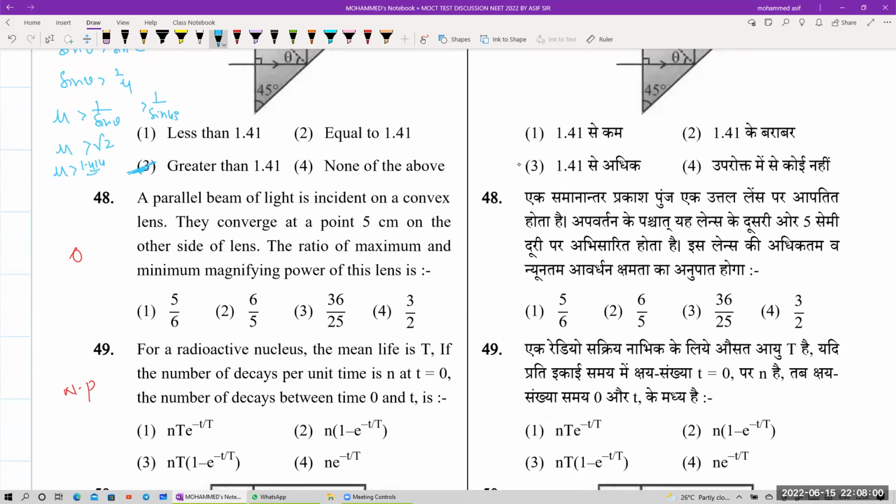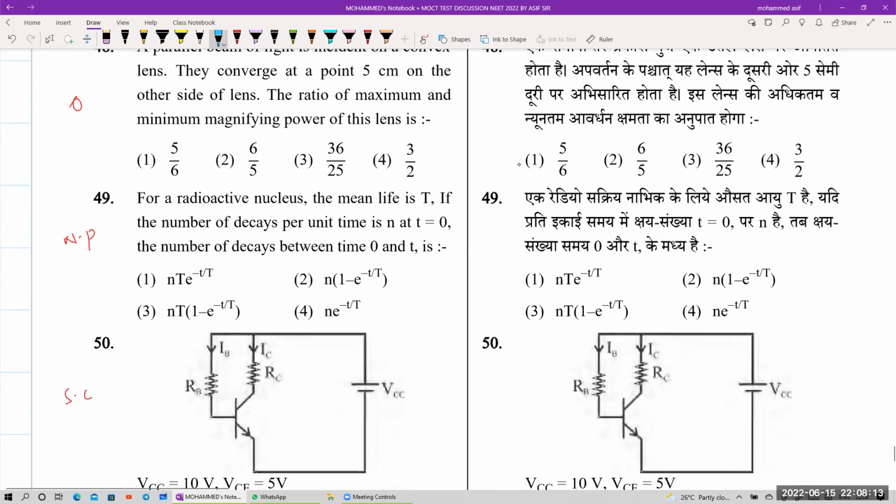Next one. A parallel beam of light is incident on a convex lens. They converge at a point 5 centimeter on the other side of the lens. The ratio of maximum to minimum magnifying power of the glass will be equal to how much? ये आप लोग एक बार कर लीजिए बेटा. Question number 49 is again a good question.